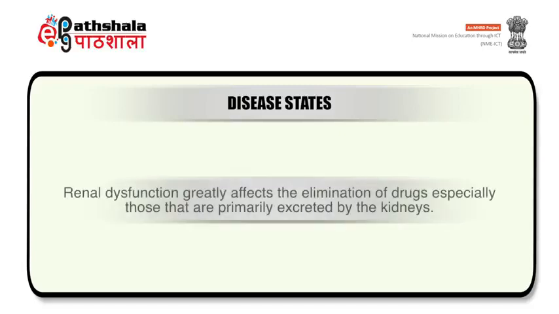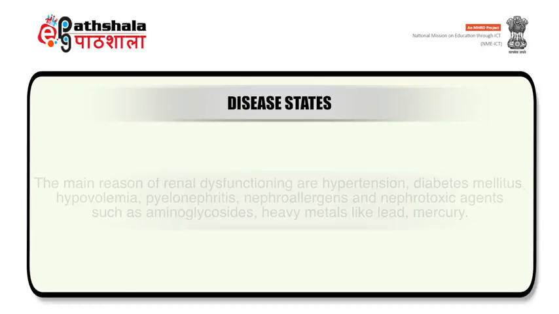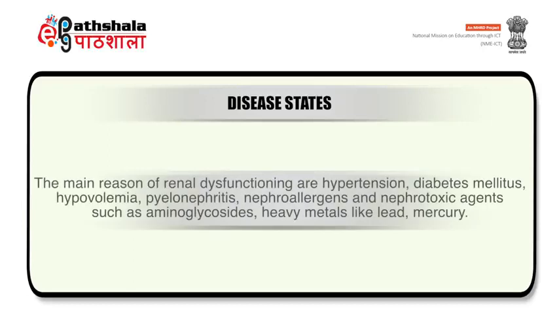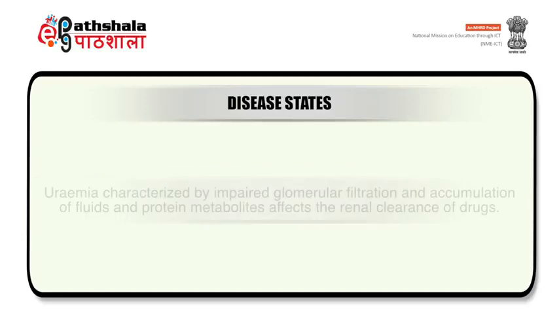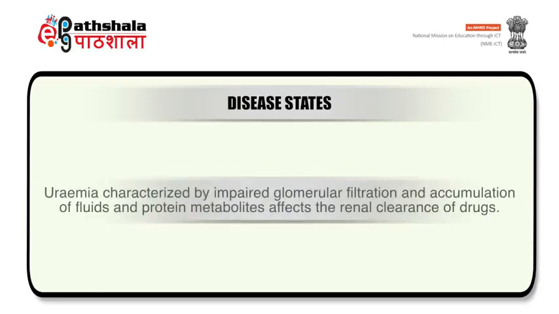Renal dysfunction greatly affects the elimination of drugs, especially those that are primarily excreted by the kidneys. The main reasons for renal dysfunction are hypertension, diabetes mellitus, hypovolemia, pyelonephritis, nephroallergens and nephrotoxic agents such as aminoglycosides and heavy metals like lead, mercury, etc. So uremia is characterized by impaired glomerular filtration and accumulation of fluid and protein metabolites that affect the renal clearance of drugs.